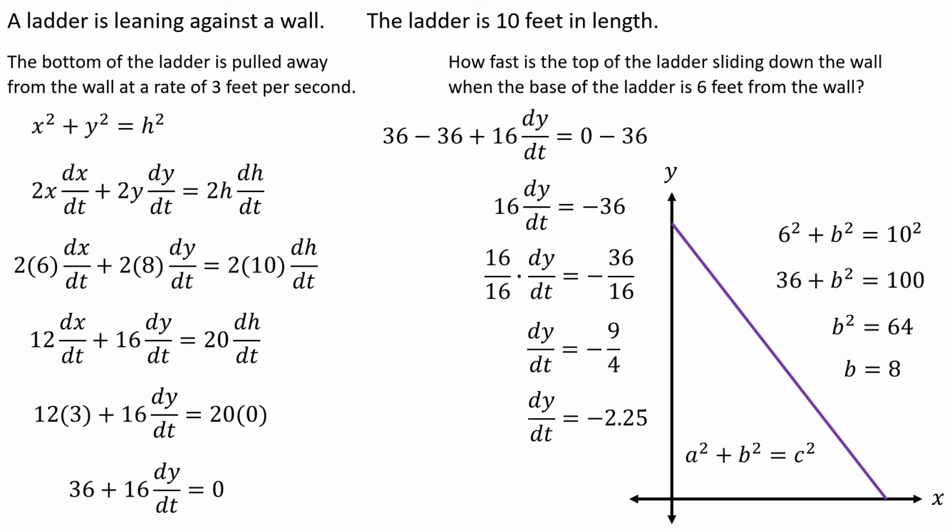Oh, and there's a negative? Well, of course there's a negative. The ladder is sliding down the wall, right? The y coordinate is decreasing, right? As the x coordinate increases, the y coordinate decreases. That is why there's a negative there. So we're actually sliding down the wall at a rate of 2.25 feet per second. So there's our label, feet per second.